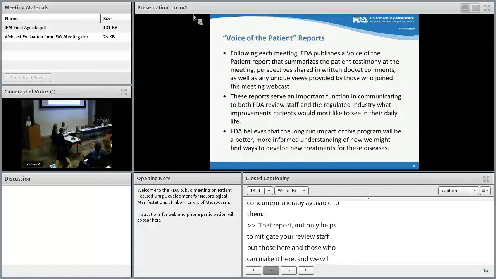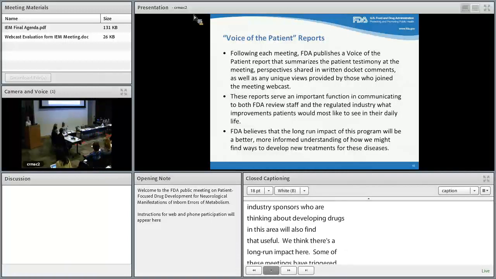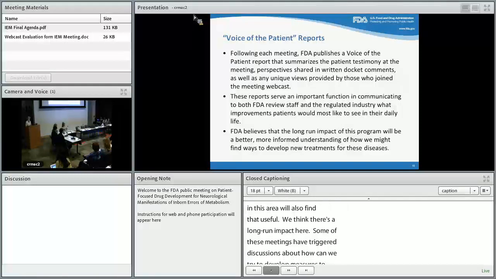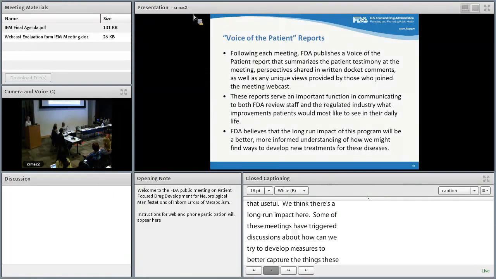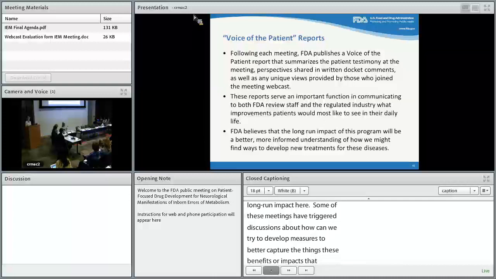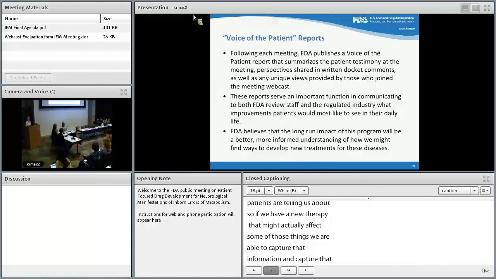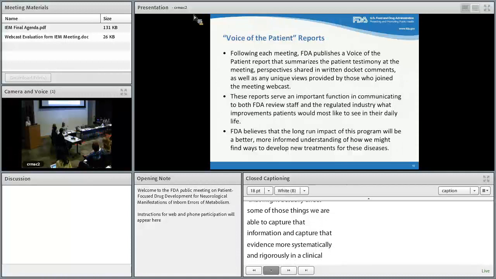Industry sponsors who are thinking about developing drugs in this area will also find that useful. And we think there's a long-run impact here too. Some of these meetings have triggered discussions about how we can try to develop measures to better capture the benefits or impacts that patients are telling us about, so that if we have a new therapy that might actually affect some of those things, we're able to capture that evidence more systematically and rigorously in a clinical trial, and we may not be able to do that now.